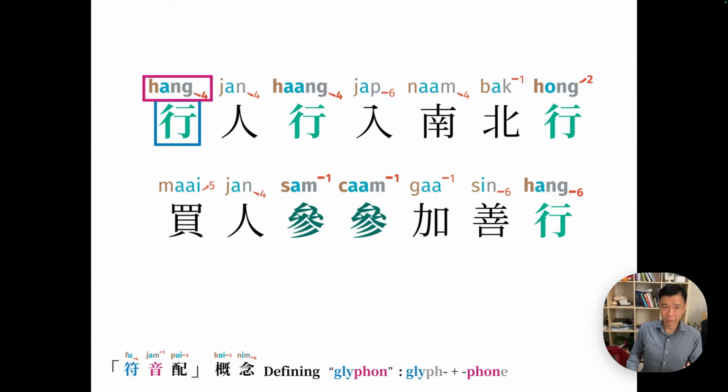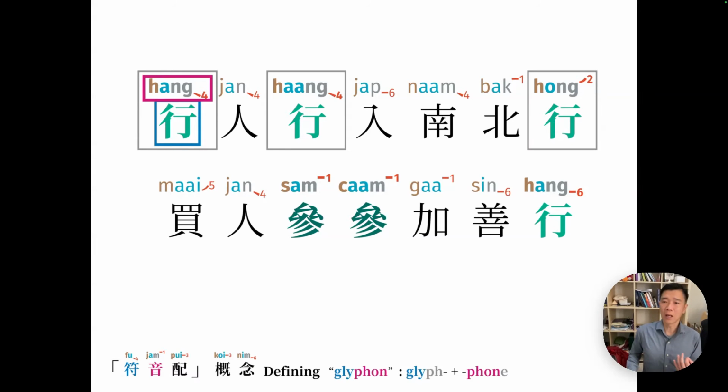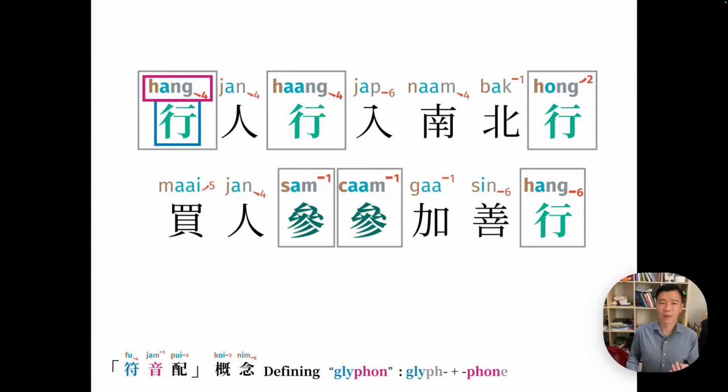So this is the glyph, that is the phone. We treat the whole thing as a unit. As such, the four times that hang, hang, hong, hung appear, they are actually four different glyphons, and we teach them at different times. The same happens with tam and sum.